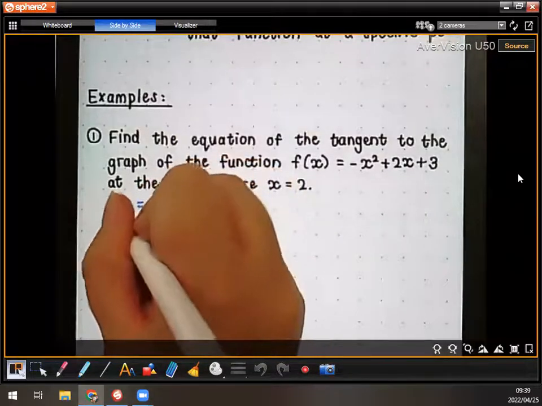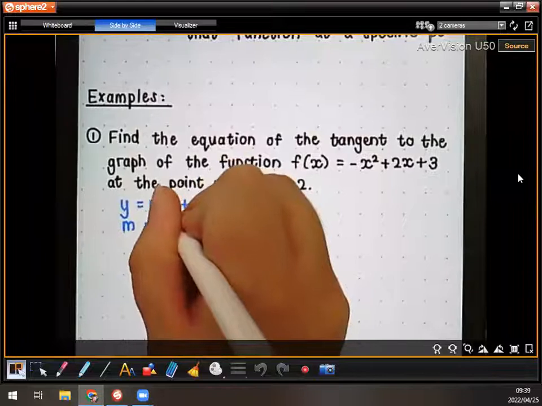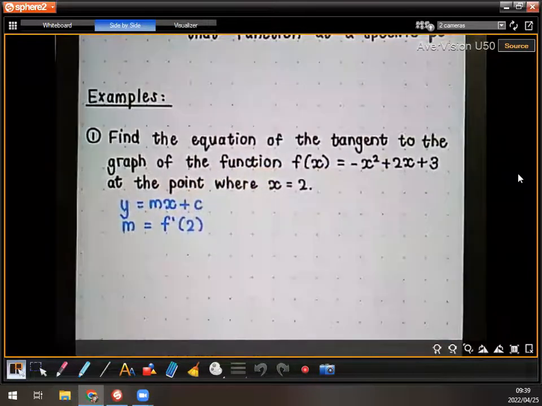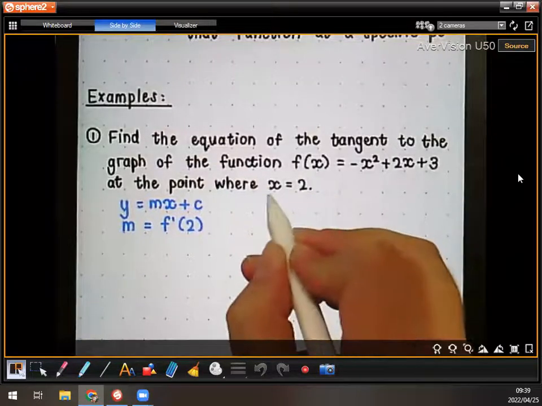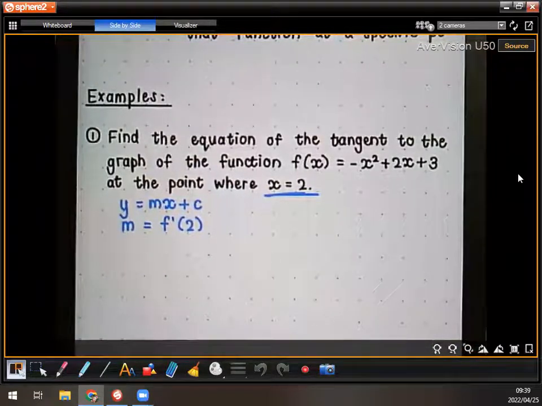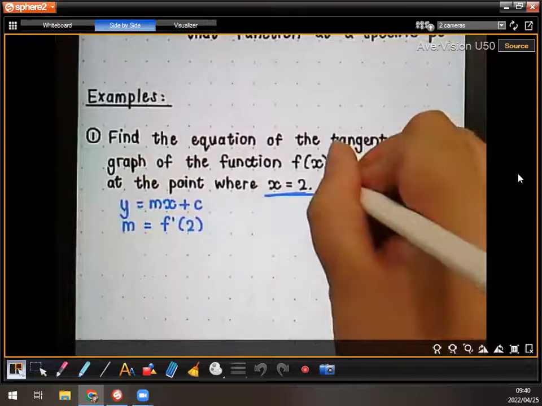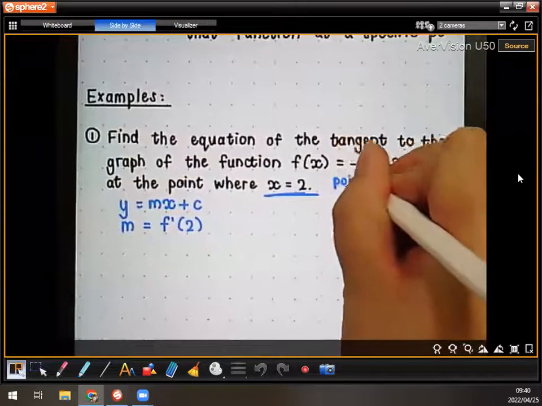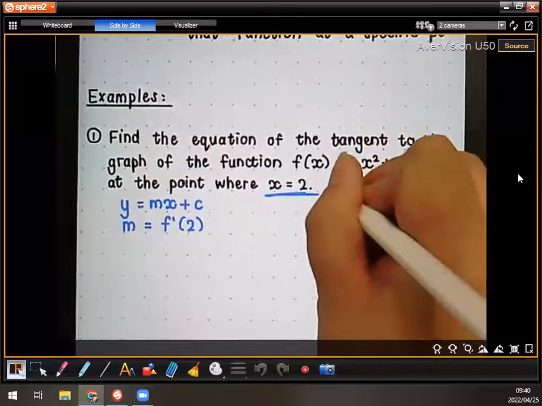So the gradient is going to be equal to the derivative where x is equal to 2. So I'm writing it like that. f dash, we know that that is the derivative of x. And now I'm putting a 2 in the place of x. Where did I get that 2 from? They're telling us that the point of contact, the point where this tangent is drawn, is where x is equal to 2. So we call that the point of contact, the x value of the point of contact.